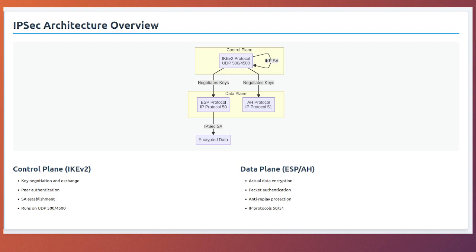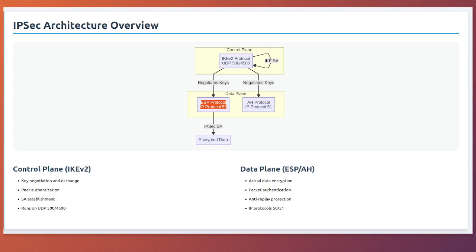At the core of IPSec, we have two main protocols: ESP, encapsulating security payload, and authentication header. ESP is what most deployments use because it provides both encryption and authentication. Authentication header only provides authentication and is rarely used in modern deployments. I like to think of ESP as the armored truck that carries your data. It not only hides what is inside, but also ensures nobody has tampered with it.